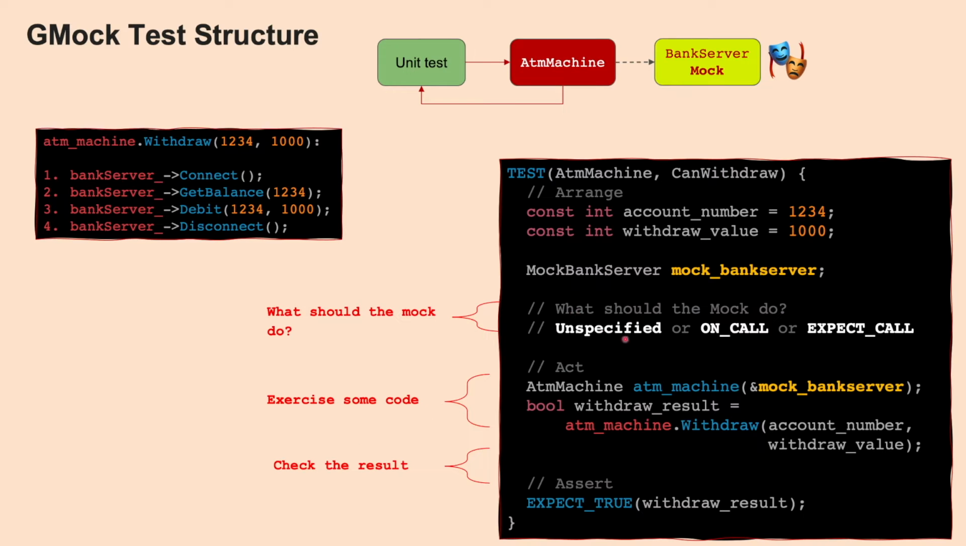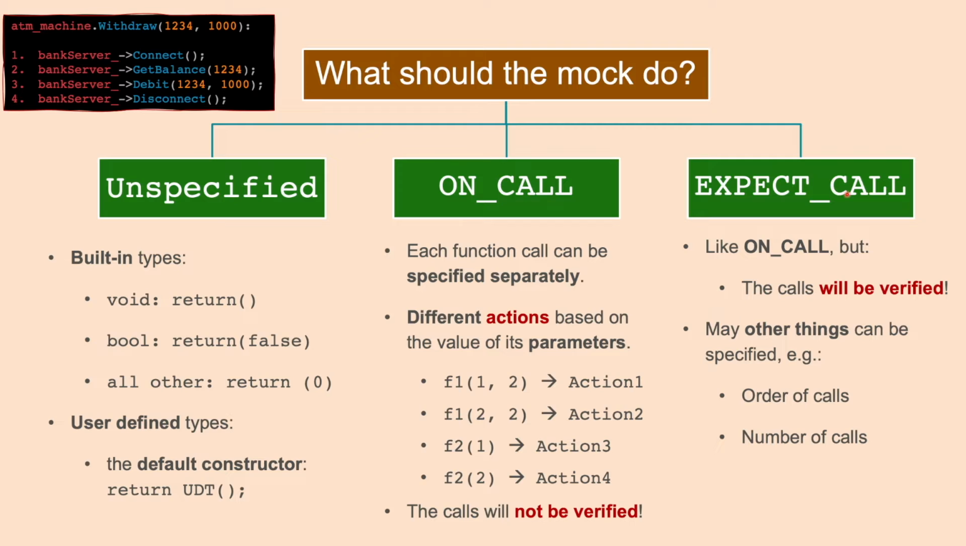And in your test structure, this is the place to specify what your mock should do. You either don't specify it as we mentioned before, or you use the ON_CALL macro, or you use the EXPECT_CALL macro. Once you specify what each method of your mock should do, then you can go ahead and start your test. So what are the differences between these three alternatives?